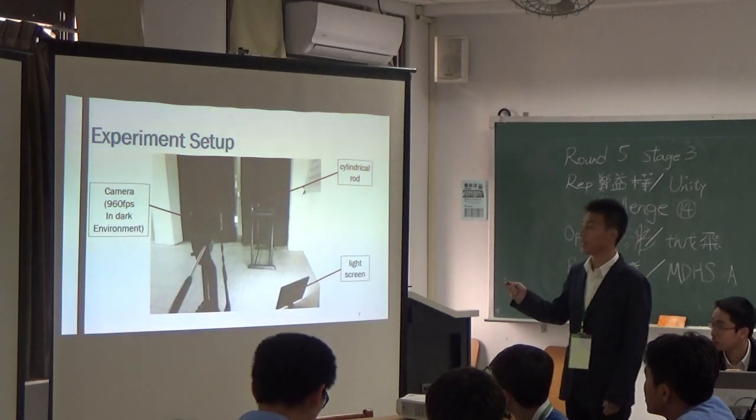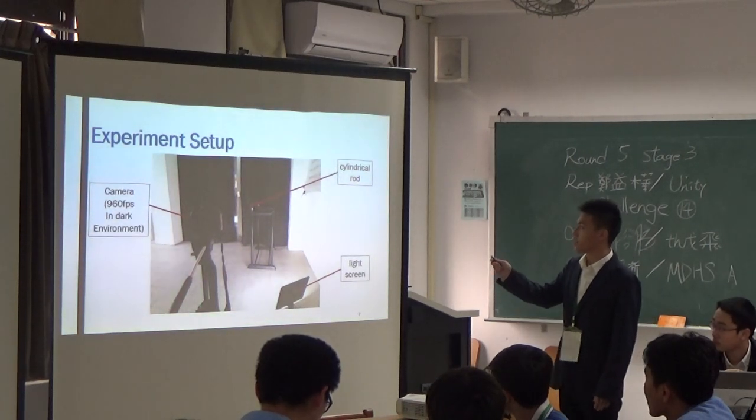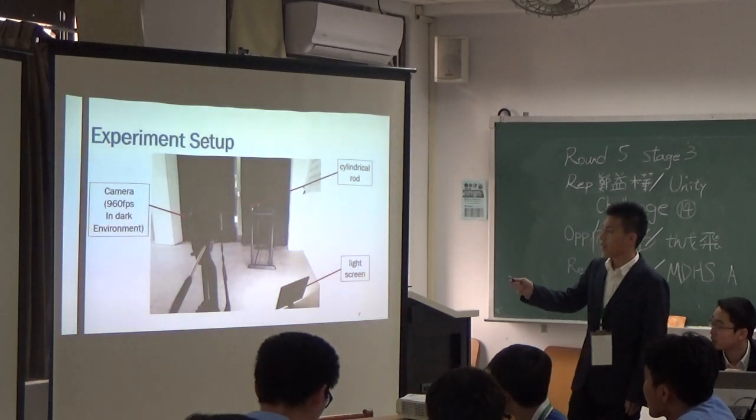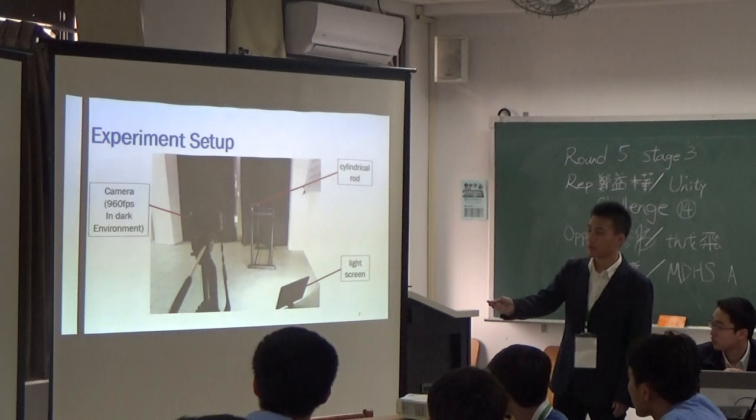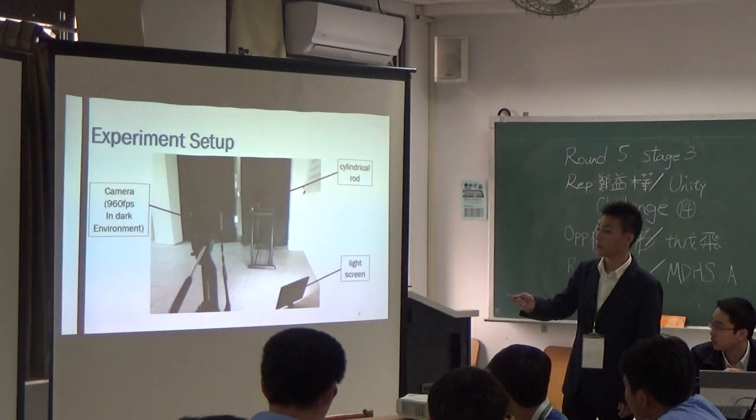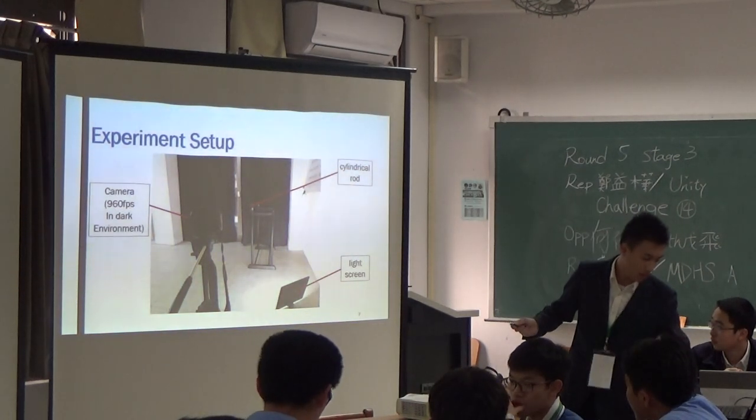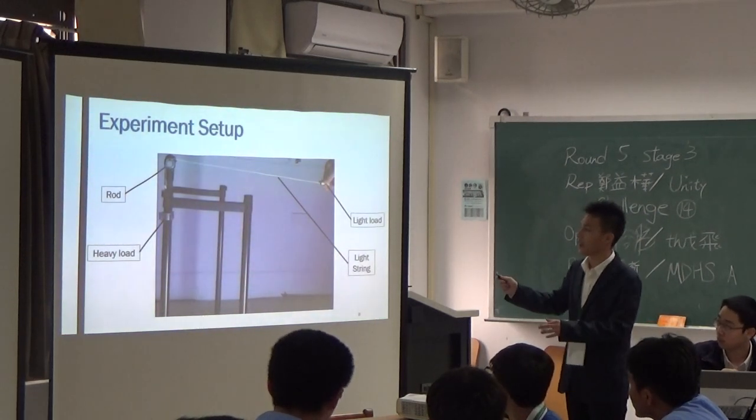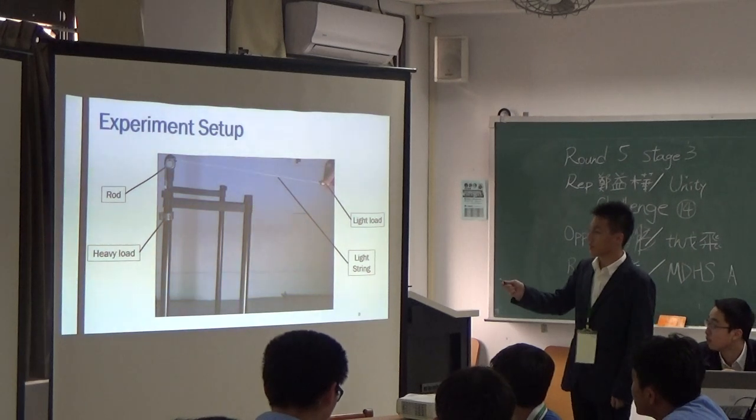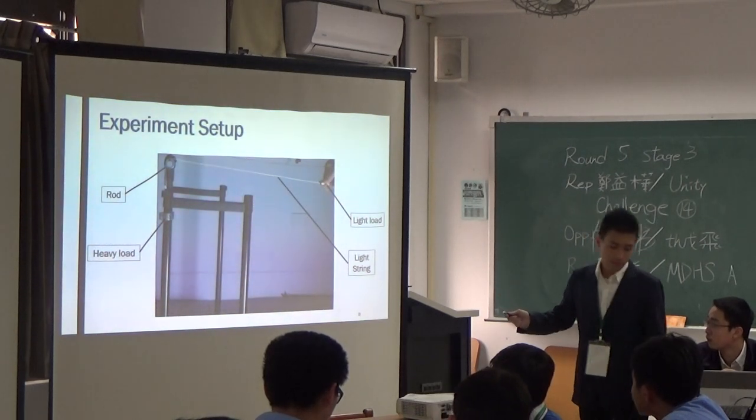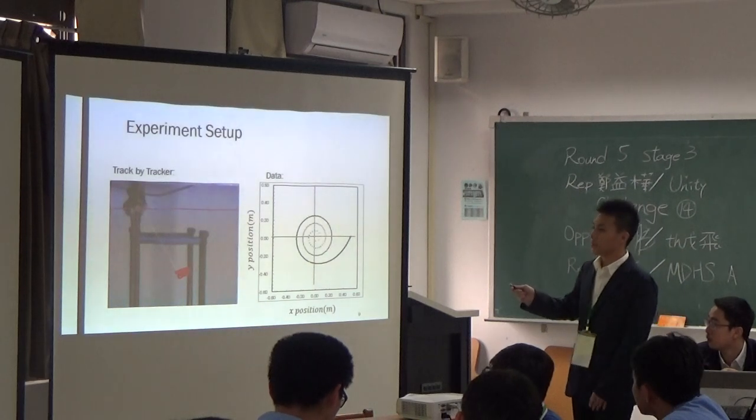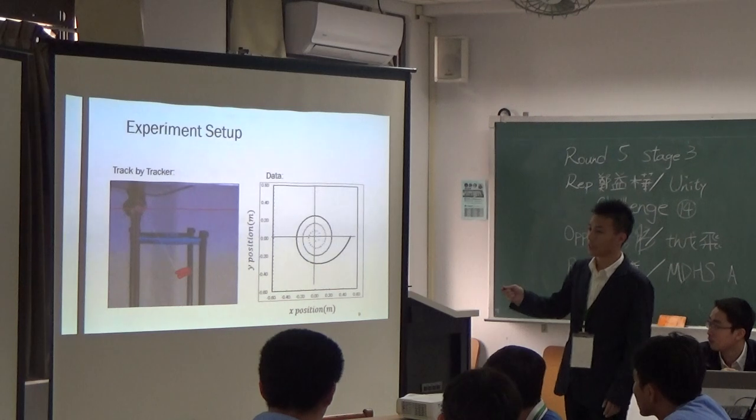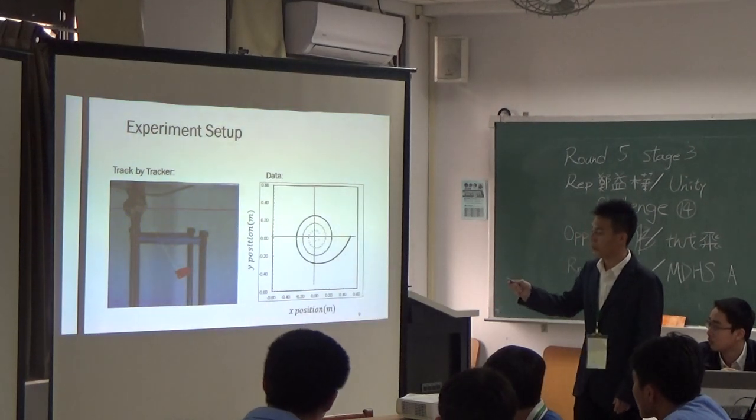And here is our experiment setup. We put our cylindrical rod in front of a black screen and use a light screen to shed light on our experiment area, and use a camera to capture 960 frames per second video. Next, we use a string to connect the light block and heavy block and do what the problem statement said. After we release the light block, we record the video, use Tracker to check the trajectory of the two blocks, and output the data.